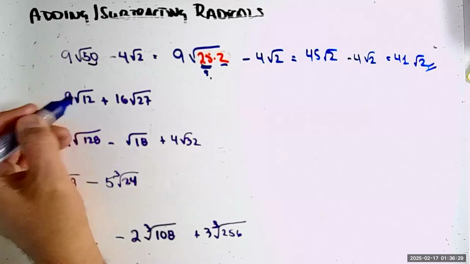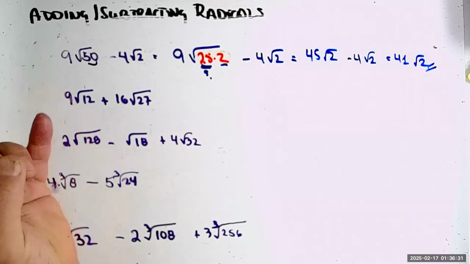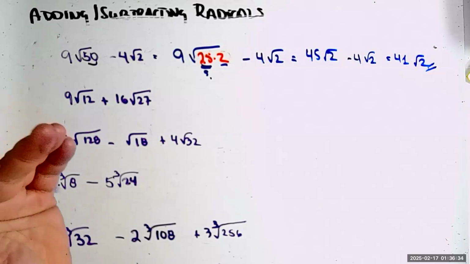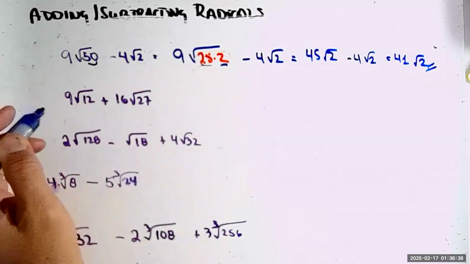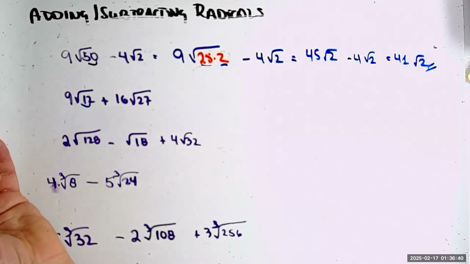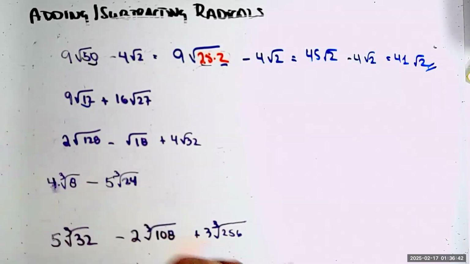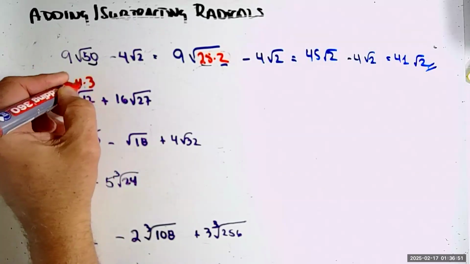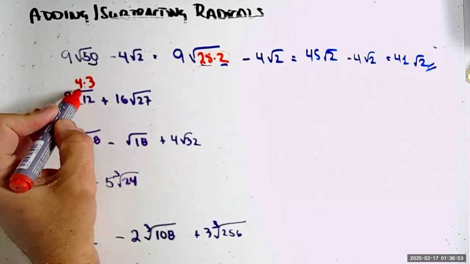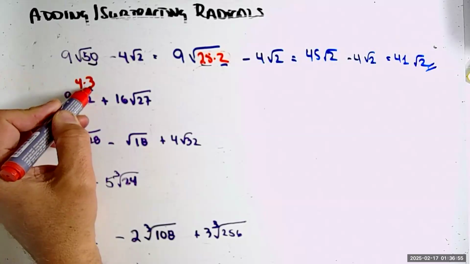What about here? We're dealing with square roots, so the factors will be 4, 9, 16, 25, the ones that have perfect square roots. 12 is 6 times 2. That doesn't help me much. But also 12 is 4 times 3. So 12 is the same thing as 4 times 3. Now the square root of 4 is 2 and the 3 stays inside.